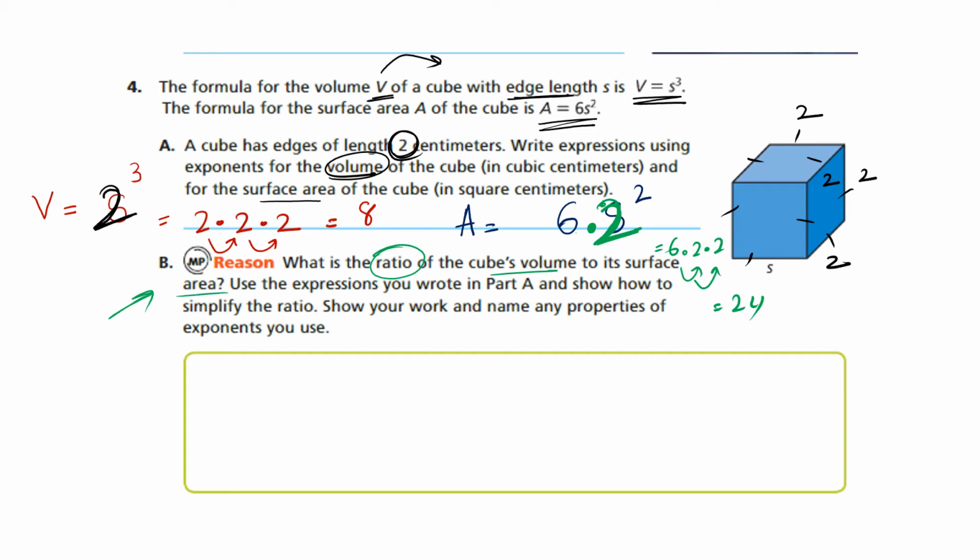Now in the last one, they are saying that what is the ratio of cube's volume with the area. Ratio means division. It means volume on the top and area in the denominator. Now what is the volume? It is 2 power 3, right? So 2 power 3 I wrote here. What is the area? It is 6 times 2 power 2.